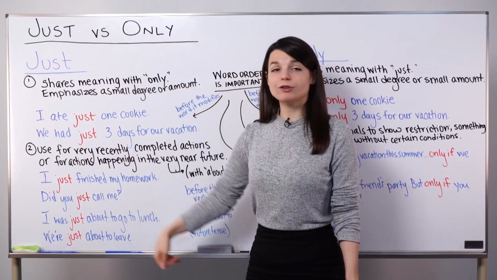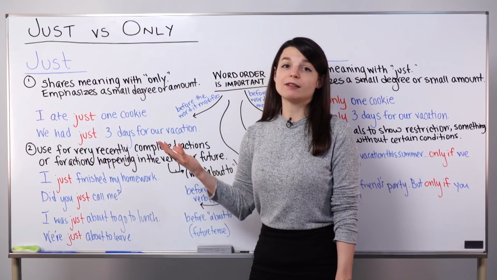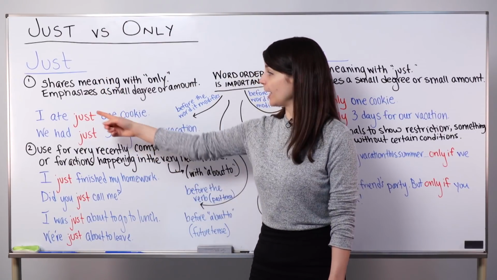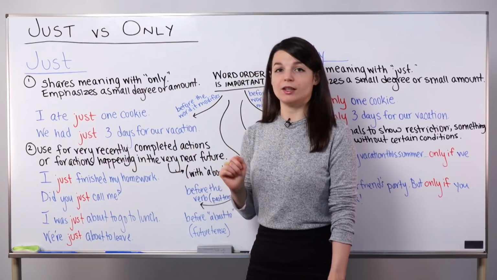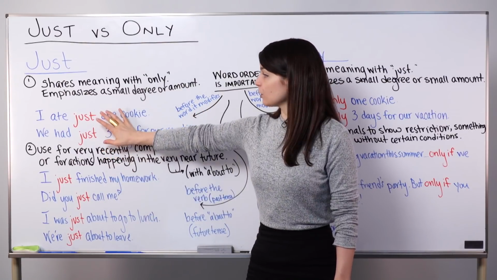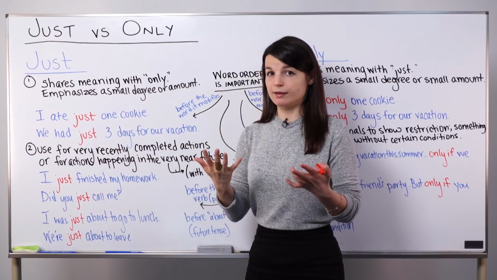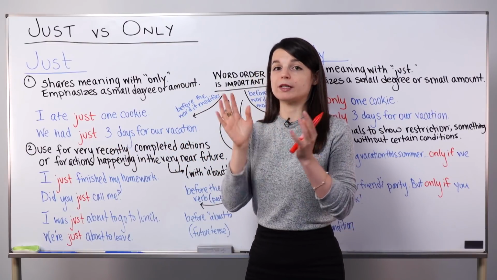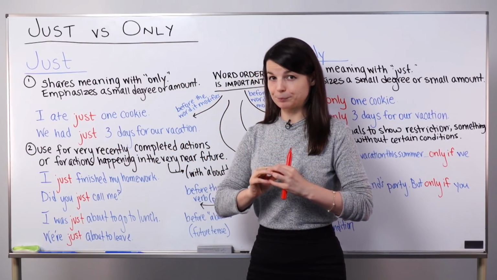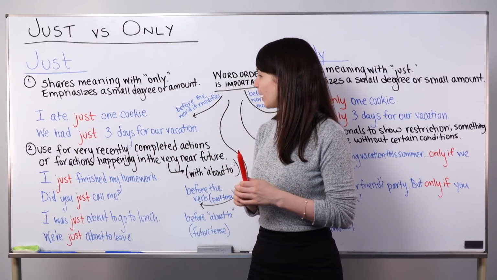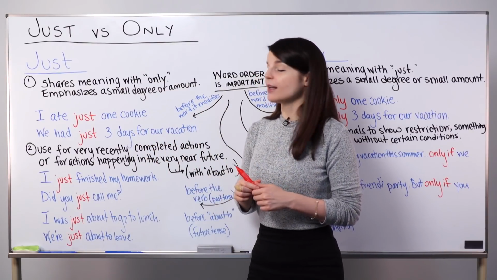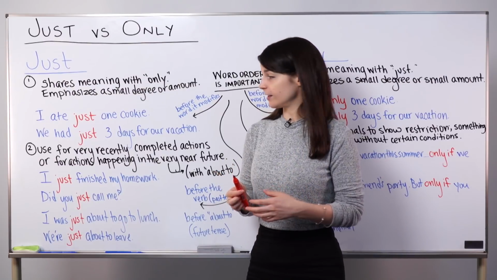If we remove just from the sentence, it remains grammatically correct. I ate one cookie is okay. We had 3 days for our vacation is okay. But using just emphasizes a small degree or a small amount of something. So we'll see this with only as well. Okay, let's take a look at the second use of just for this lesson.